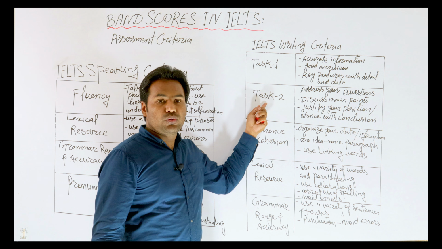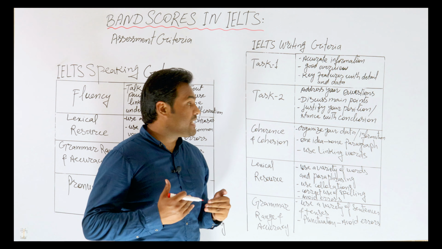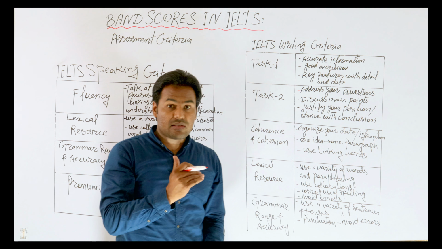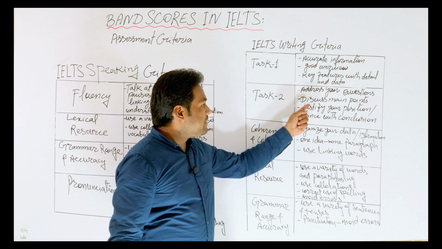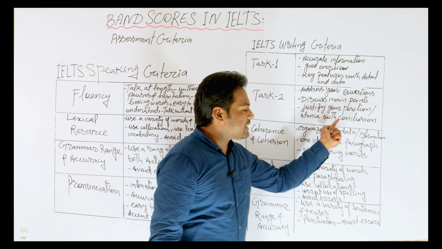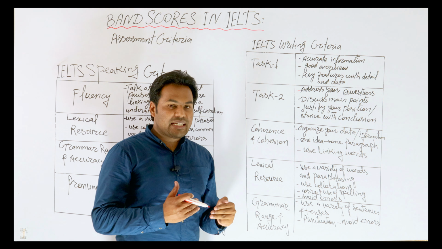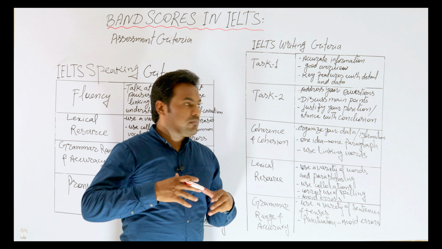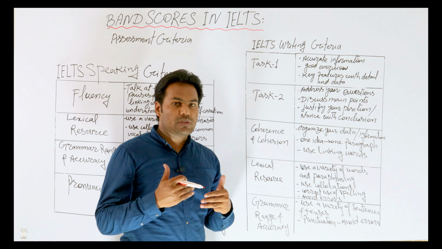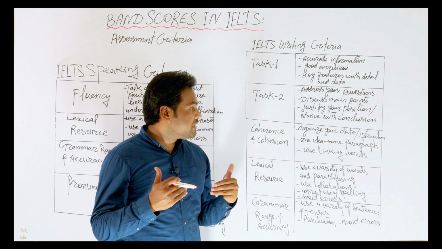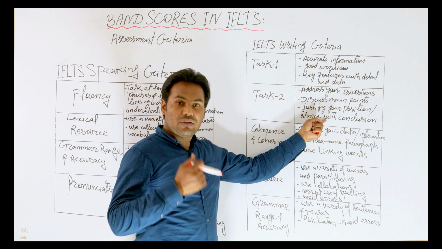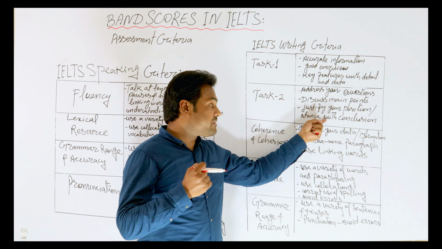So in task number 2, you usually have to write an essay. Address your questions. You must focus on what you are being asked. Discuss main points, justify your position or stance with a conclusion. You take a position when you're going to write an essay. So you have to justify your position with examples. You have to justify your position with figures and facts, and your conclusion must be authentic and convincing.